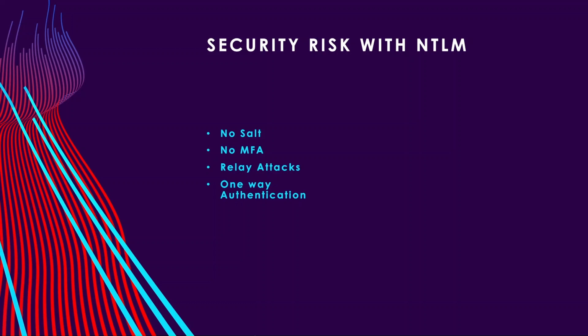Another attack that NTLM falls prey to is relay attacks. An attacker can pretend to be the client, intercept the responses, and forward them to the server. The attacker can then be authenticated instead of the client. Another problem is that NTLM only allows one-way authentication, where the server authenticates the client, but the client cannot authenticate the server, making it easy for attackers to use a man-in-the-middle attack.